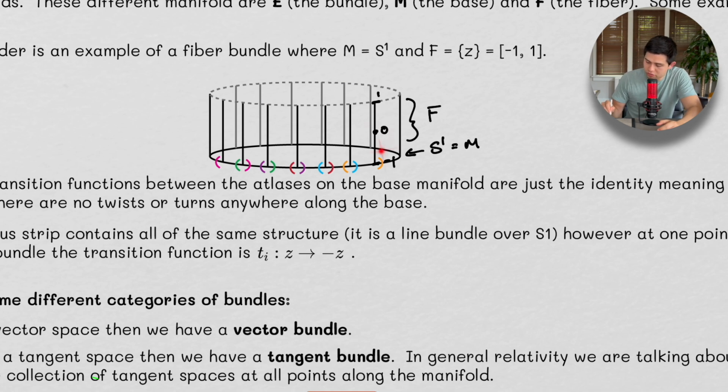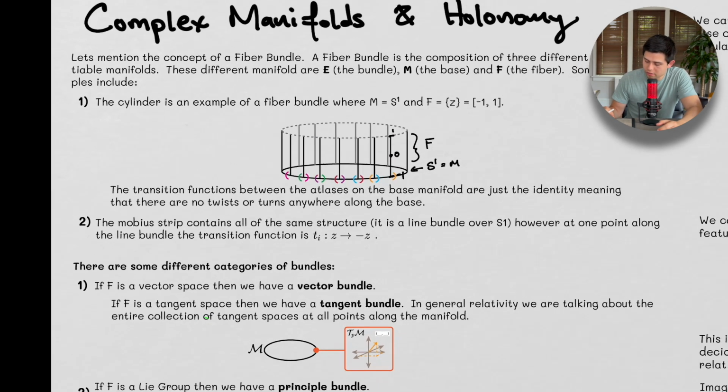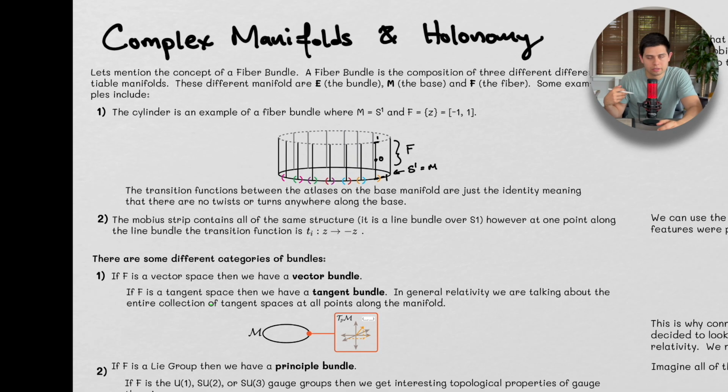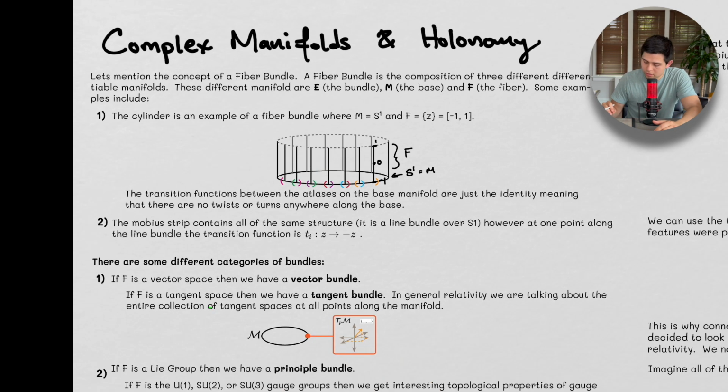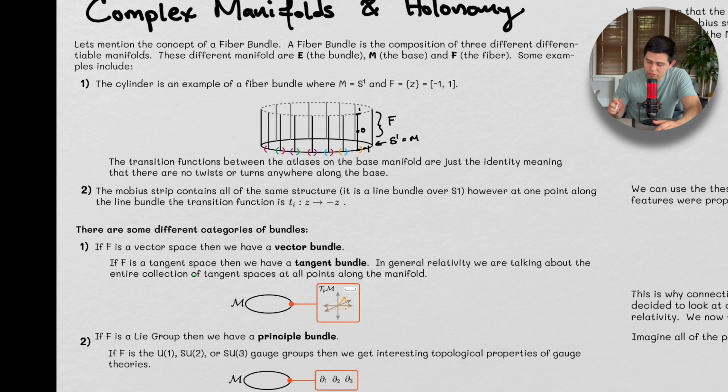So all the values are going from -1 to 1. It doesn't necessarily have to be -1 to 1. It can be 1 to 2. It can be 2 to 10. Whatever. The point is that we've defined a manifold F inside of another manifold M. The transition functions between the atlases on the base manifold M are just the identity, meaning that there's no twists or turns anywhere along the base.